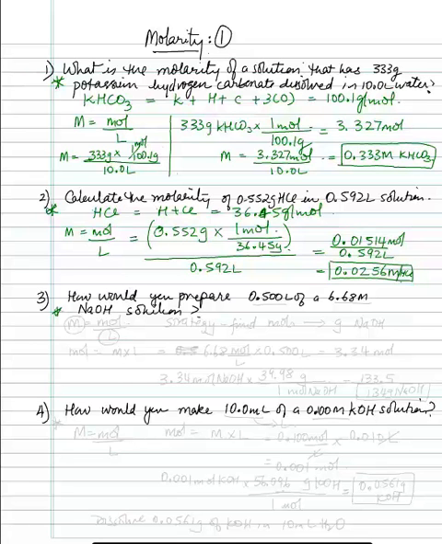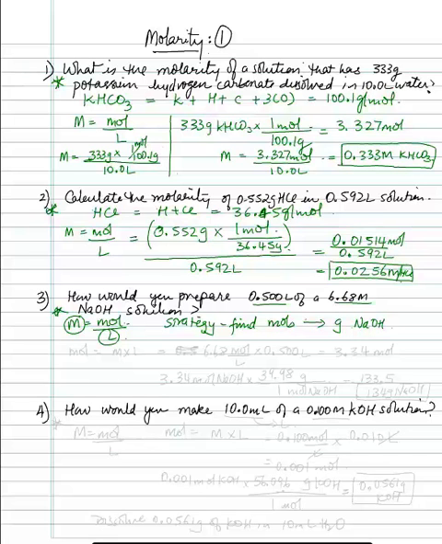Okay, a little bit of a turn of a question. How would you prepare 0.500 liters of 6.68 molar sodium hydroxide solution? So now we're actually supposed to prepare a certain amount of solution with a certain molarity. Our molarity is still the same, moles over liter. So we have the molarity given to us, and we have the volume given to us. So the strategy is to find moles and then grams of sodium hydroxide.